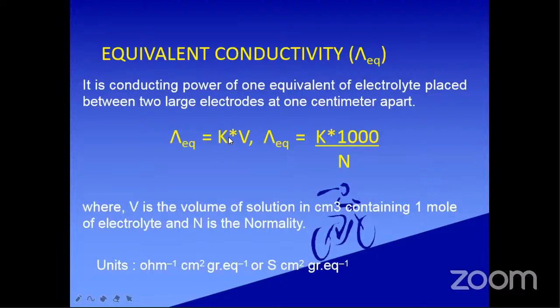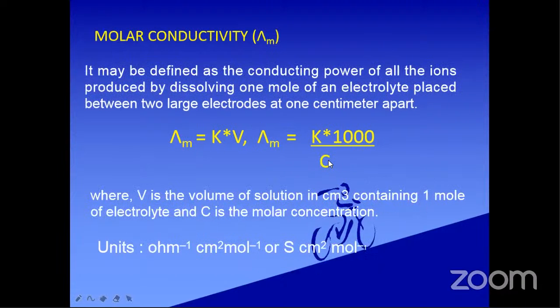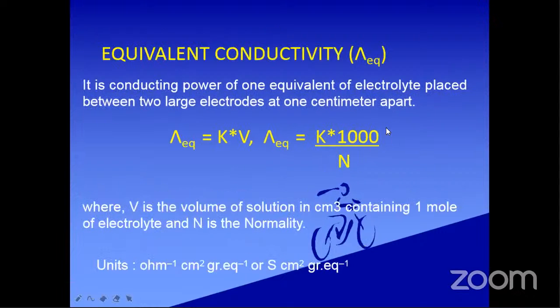So lambda equivalent equals K into V here. What do we substitute for V here? 1000 divided by N. Previously, C meant molarity, but here we should take normality only, not molarity. M equals N by Z is the relationship between molarity and normality. Molarity equals normality divided by Z, where Z is the number of electrons involved in a chemical reaction, or basicity if it is an acid, acidity if it is a base. So M equals N by Z, or N equals M into Z. Using N we can calculate M, and vice versa.